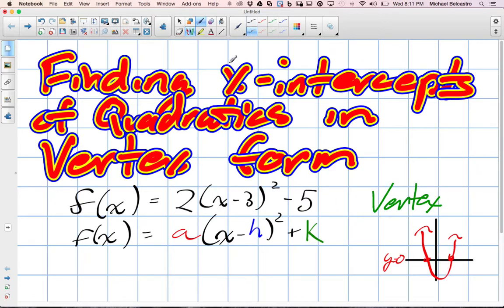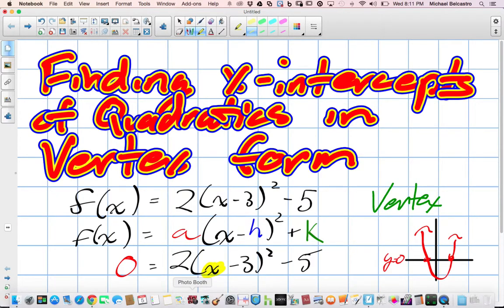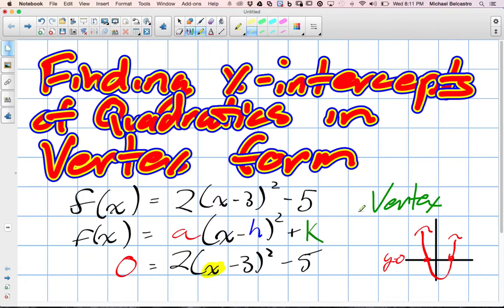What's good about vertex form, okay, the y value is the f of x. So let's replace f of x with 0, equal to our vertex form. What's really good about vertex form, and this is the reason standard form is really no good, is that there's only one variable in vertex form, which means we can isolate for this one variable, right?